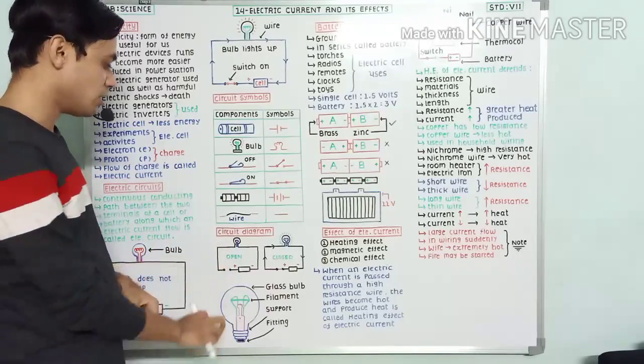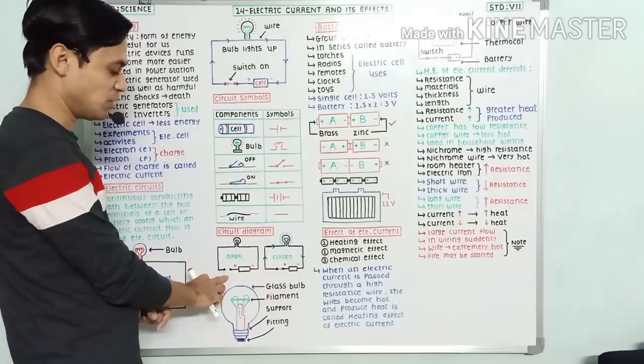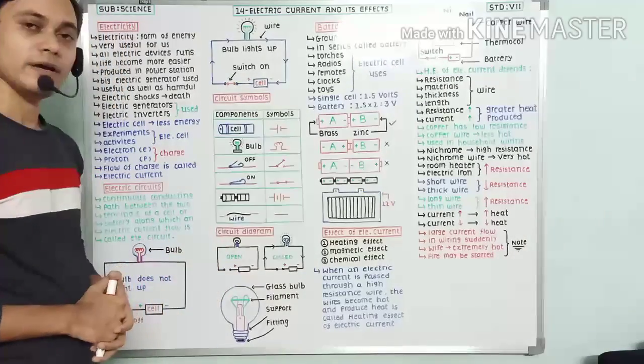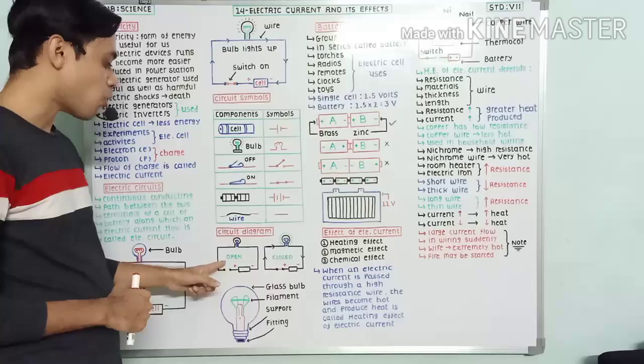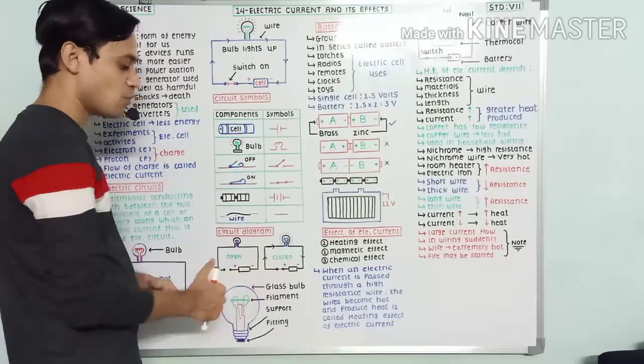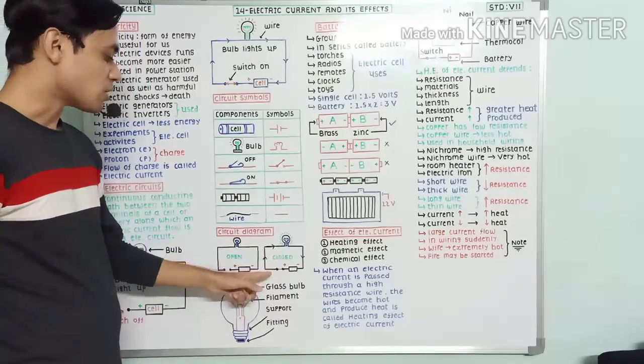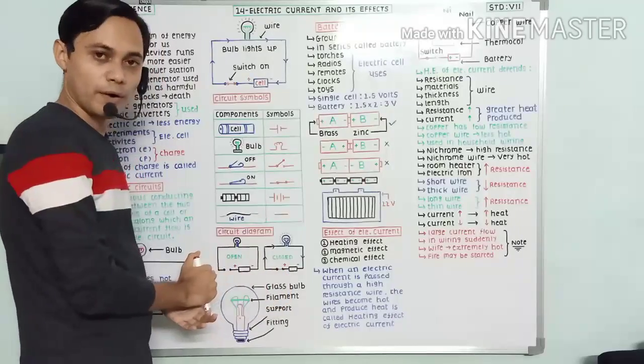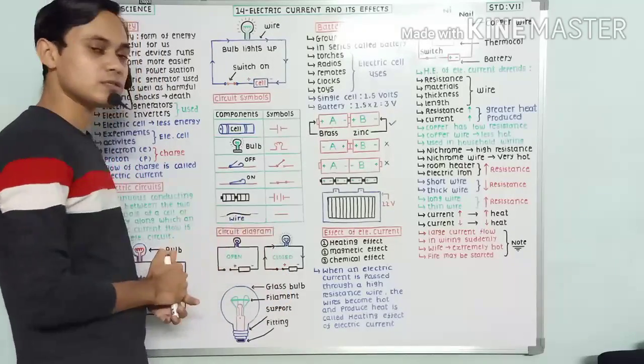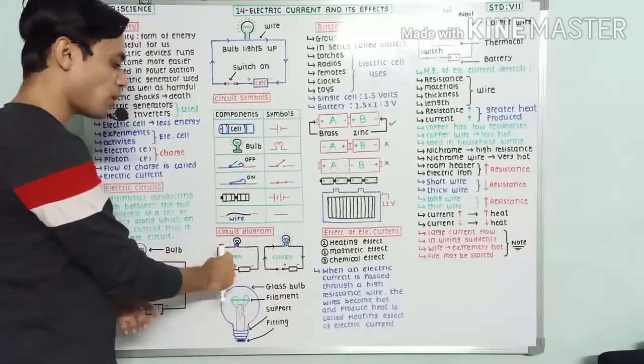You can see that here the switch is off. It means that current is not flowing in the circuit, right? So this is the open circuit and this is the closed circuit. When we talk about the closed circuit, then the switch is always on, right? That is the reason why the bulb lights up. So this is the open and closed circuit.